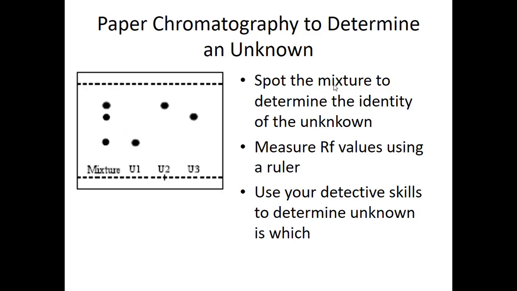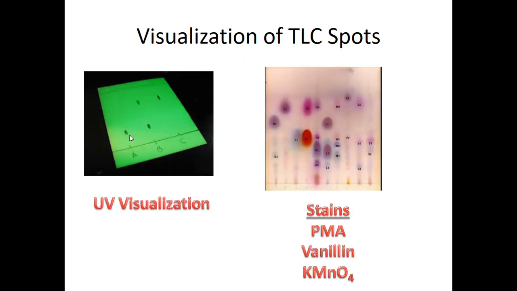All right, we're also going to talk about how to determine an unknown, right? We have a mixture here, and we have several unknowns. If we look at the mixture, we can look at the RF values and compare those to the unknowns to determine which is which, right? So here's the mixture of compounds. Obviously, this spot at the very top corresponds to this spot here at unknown 2. This spot here, the second spot, obviously corresponds to the spot at unknown 3. And then this spot corresponds to the spot at unknown 1. So you really have to use your CSI detective skills in this case, if you had a mixture of compounds and three unknowns and you had to figure out which was which.